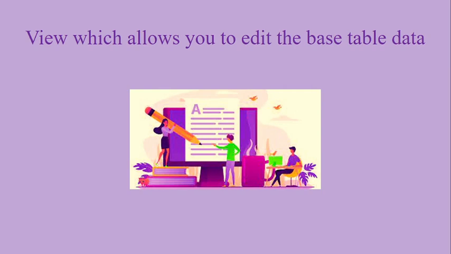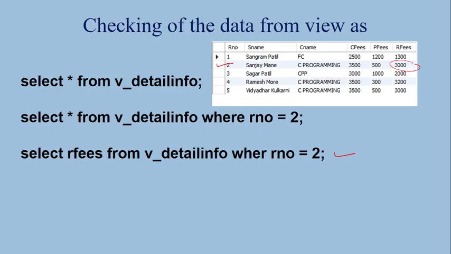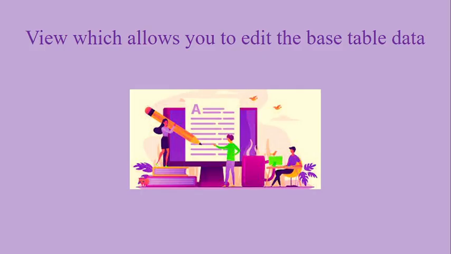Now, a view which allows you to edit the base table data. This is our example which we are expecting. Now what we can do extra with the help of a view, that I am mentioning here: a view which allows you to edit base table data. Base table data means the table on which we have created a view.